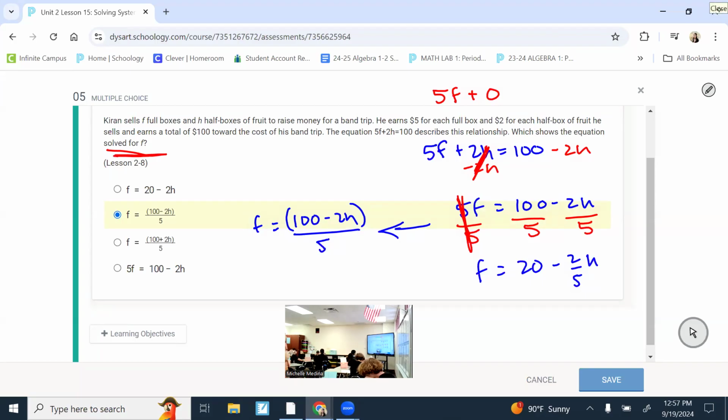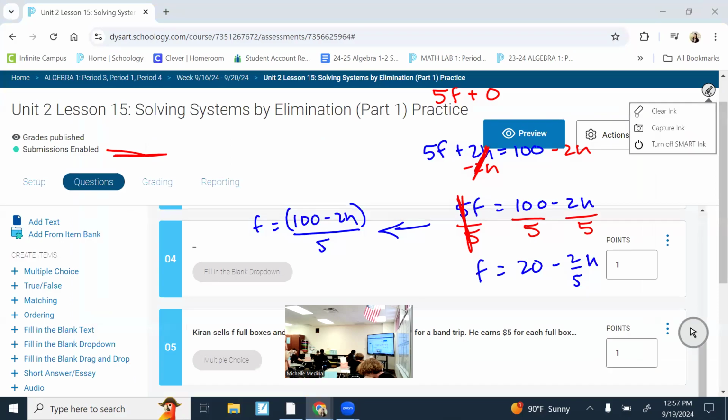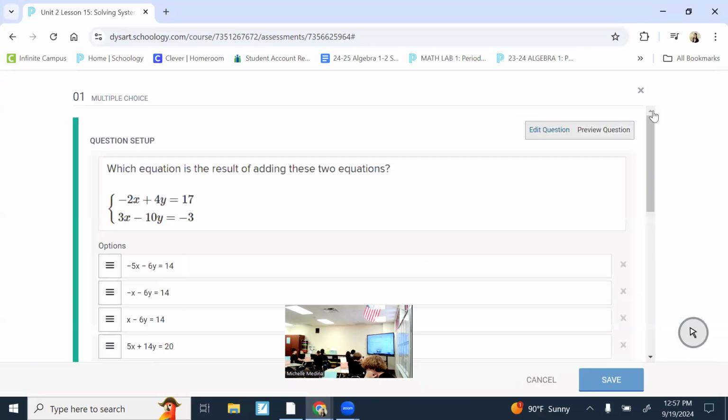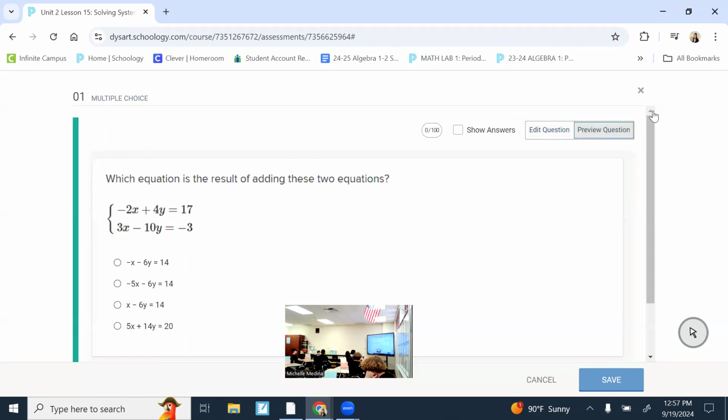Okay, so number one, lesson 15 part 1. So we have which equation is the result of adding these two equations. So this isn't trying to get you to solve by eliminating, although it is using a step from eliminating, I guess, if that makes sense. It just wants you to add these. So we're just going to do it. They are lined up to where the like terms are on top of each other, so you should be able to add them pretty easily.